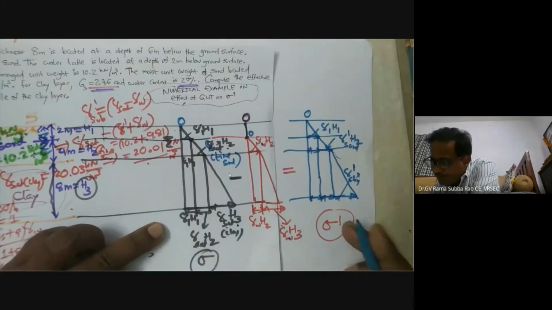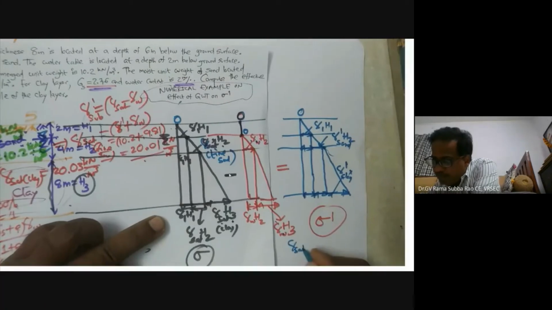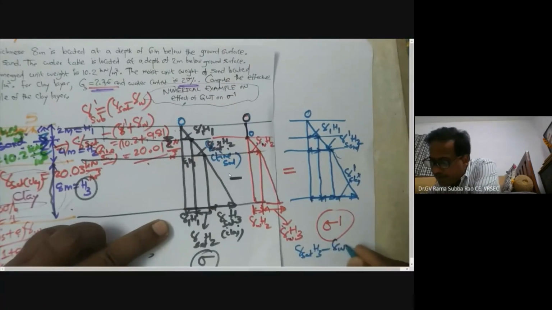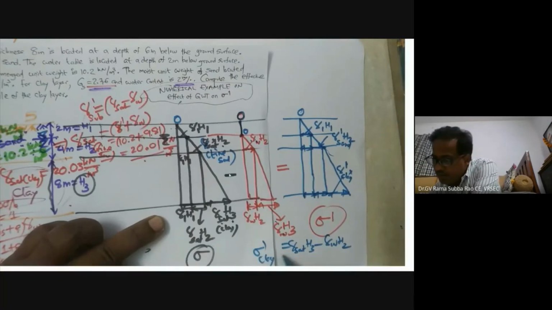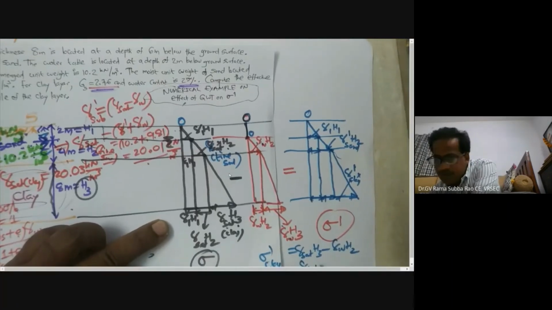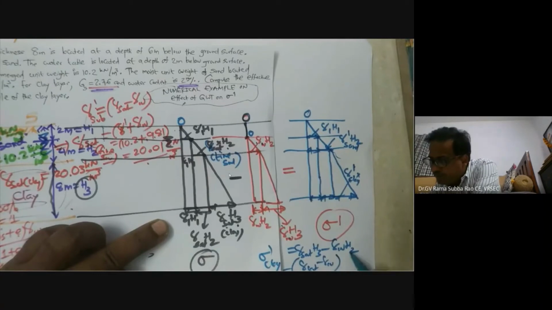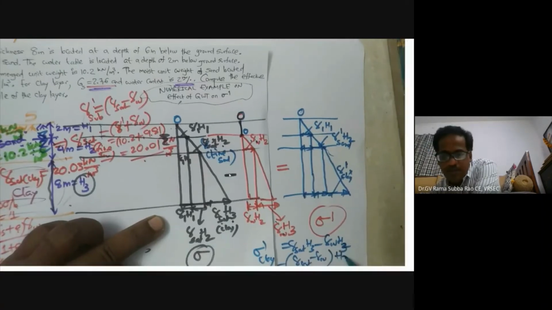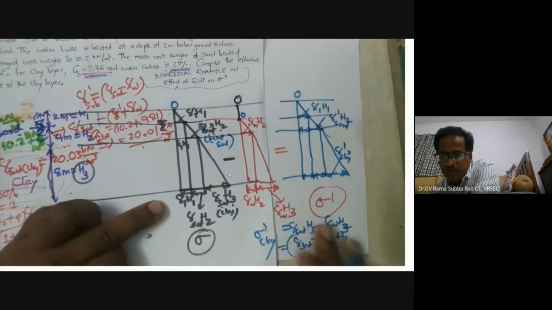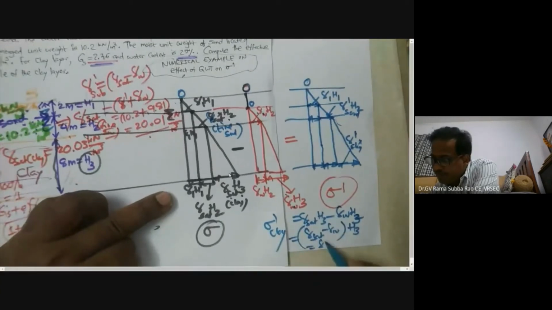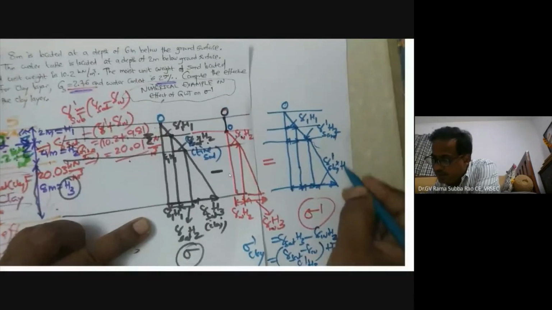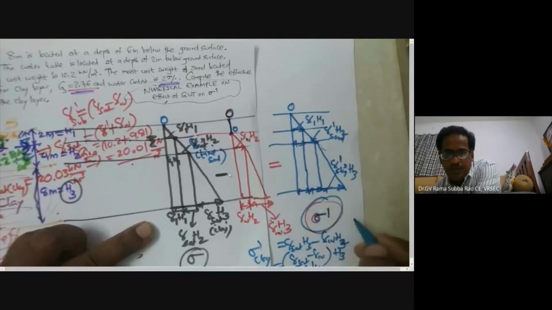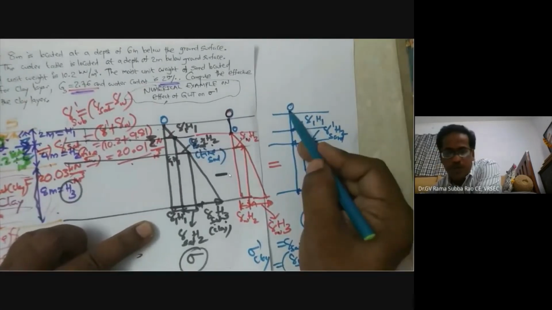What it gives now? Gamma sat H3 minus gamma W H2. I'm telling you, effective stress for clay layer. Now what is the common now? Gamma sat minus gamma W into, sorry, this is H3. H3 is common. Now what I'm getting now? Gamma prime H3. This is what I am writing here. Gamma prime H3. This is the effective stress distribution diagram from top to bottom.